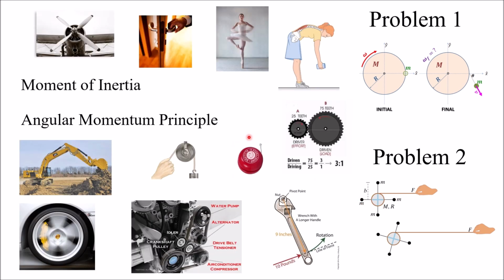Now remember, in society we have a lot of different examples of this sort of thing happening. We have a propeller, anytime you open a door, the angular motion of a ballerina, picking up something off the floor. We've got gear ratios, excavators, cars, wrenches, pulleys, and so on. We will apply some of these ideas to these problems, and hopefully we'll learn more about the angular motion in the world around us.